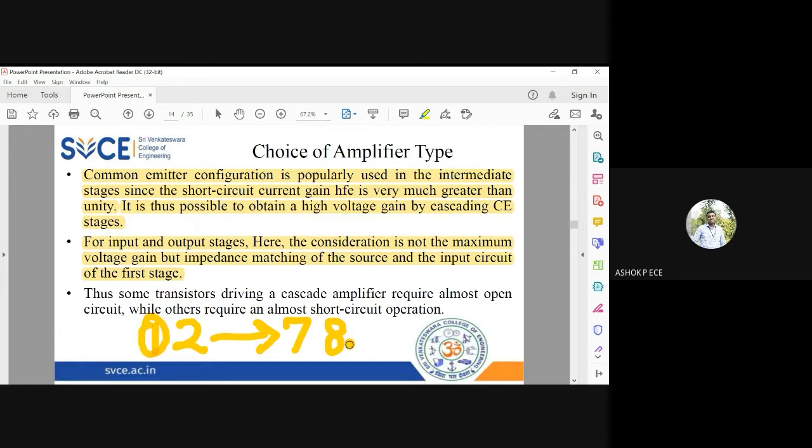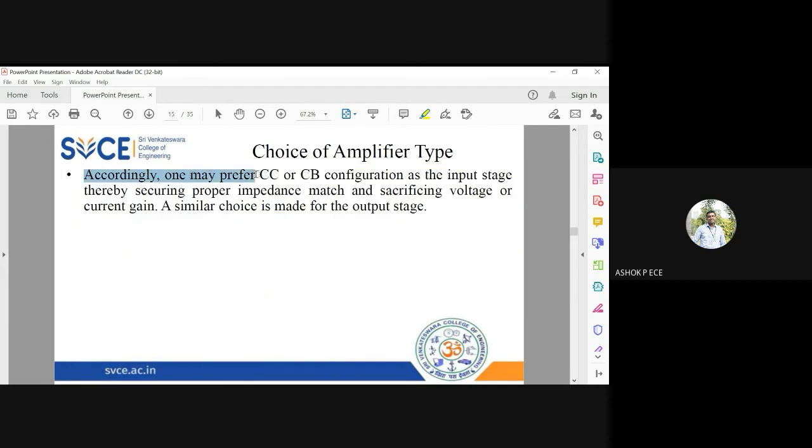So for 2 to 7, I'll be using common emitter. For 1 and 8, I need not use common emitter. I can go for any other type of amplifier also. So either common collector or common base, I'm going to use as the input stage without any gain. And a similar choice is made for the output stage. Even for the output stage, I can use CC or CB. So when you have an 8-stage amplifier, 6 stages will have common emitter, and for the 1 input stage and 1 output stage, it can be one among CB or CC.